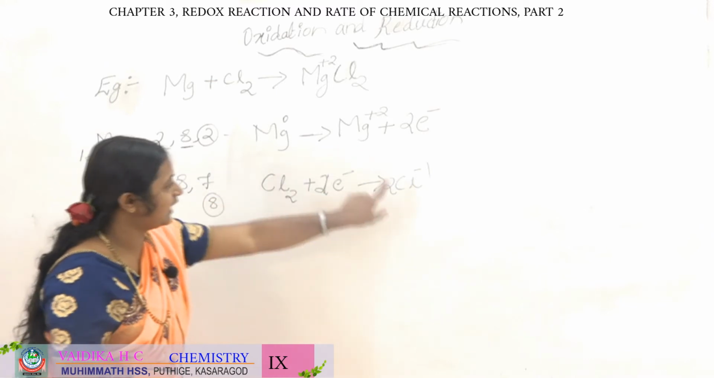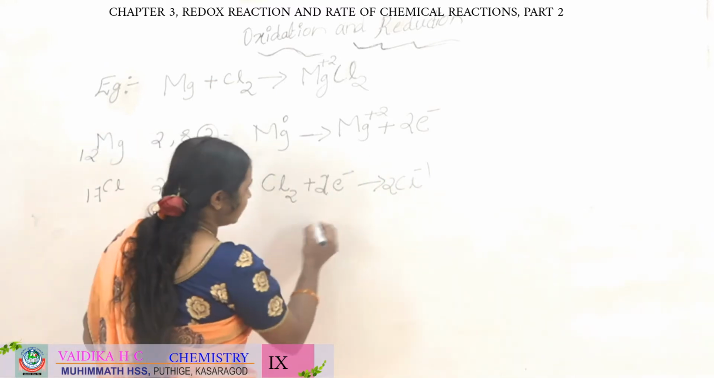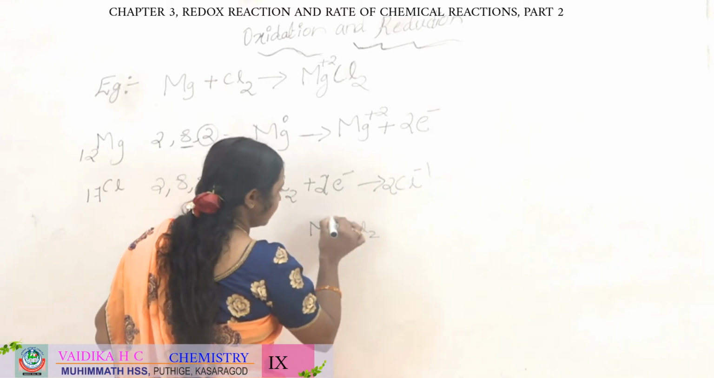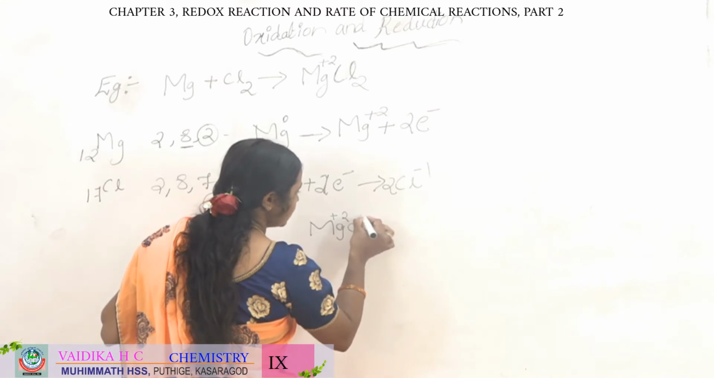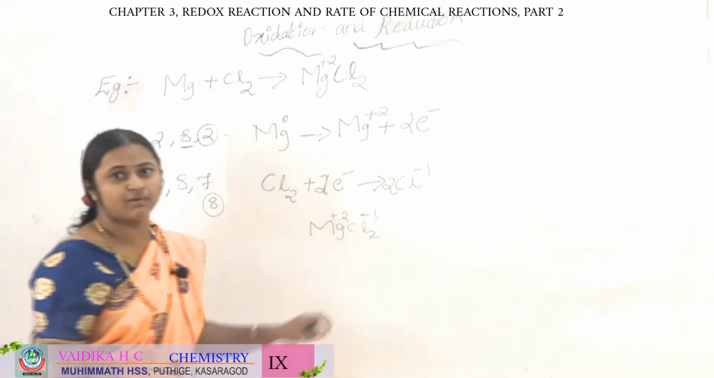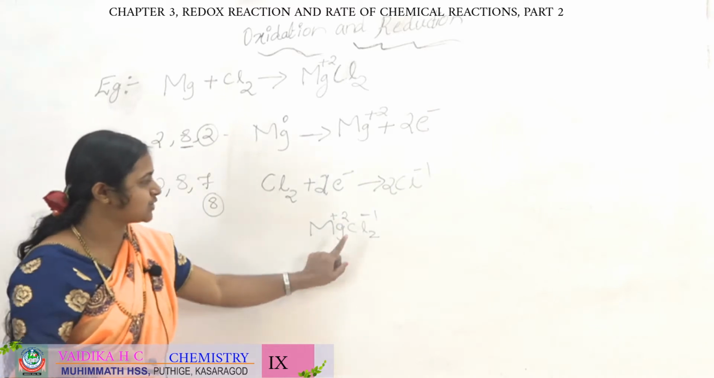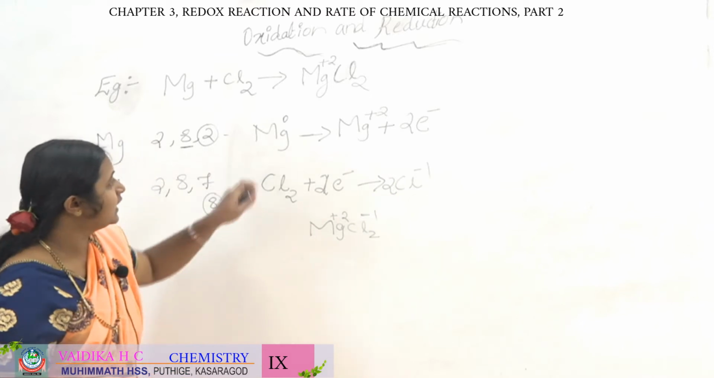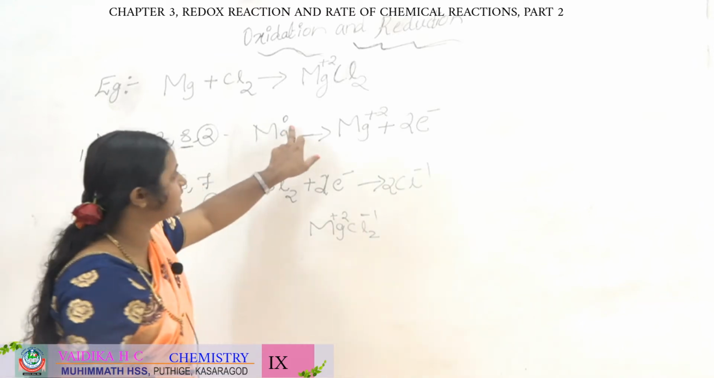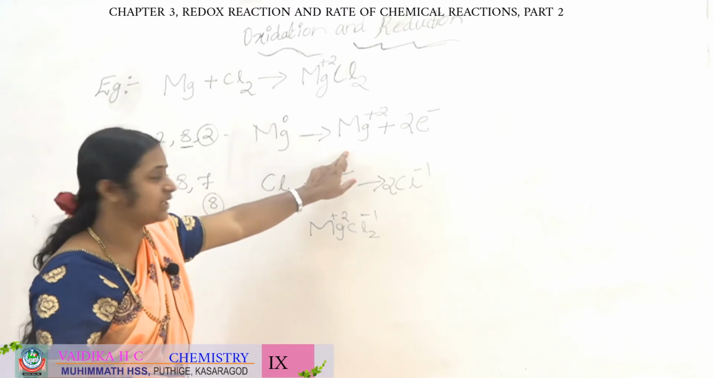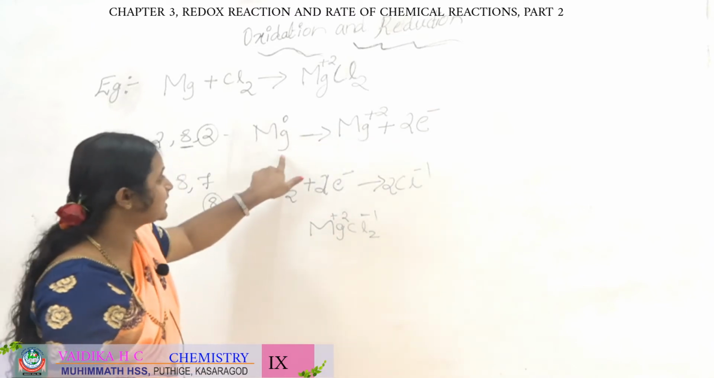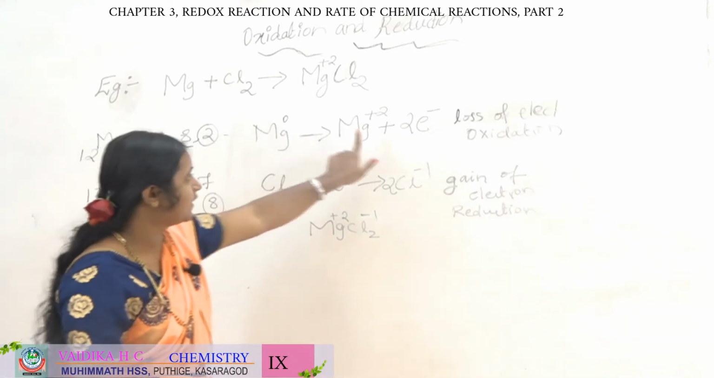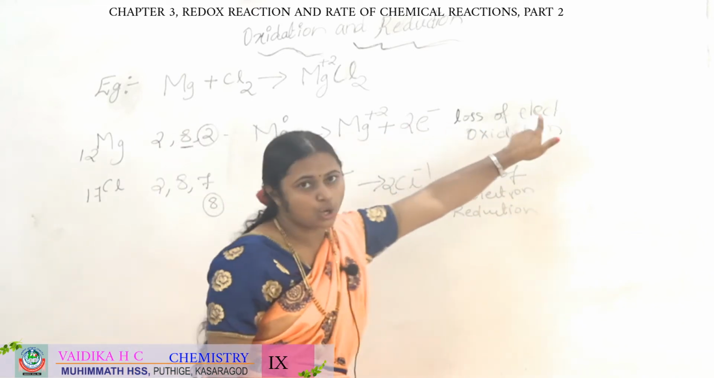So this magnesium and chloride react, and we will get MgCl2, right? Mg with charge plus 2, Cl with charge minus 1. Magnesium has the +2 charge and chloride will have the -1 charge. So here you can see magnesium has 0 charge, but here magnesium has the +2 charge. That means here loss of electrons occurs. Magnesium will lose 2 electrons.